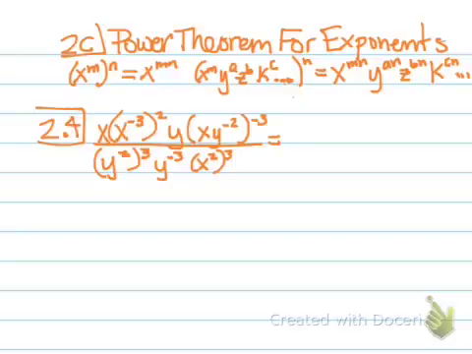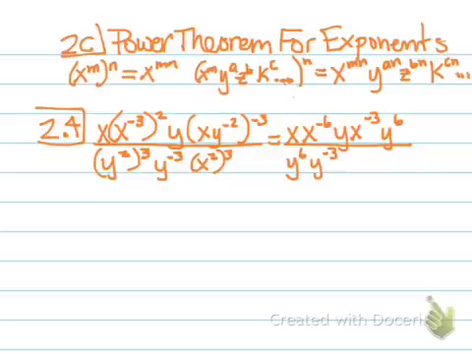So, for example, with this problem, we're just going to go straight across on the numerator, x times x to the negative 6 times y times x to the negative third times y to the positive 6. Negative 2 times negative 3 is positive 6. Now on the bottom, 2 times 3 is y to the 6th, and then we'll just write y to the negative third, and 2 times 3 again is 6, so x to the 6th.